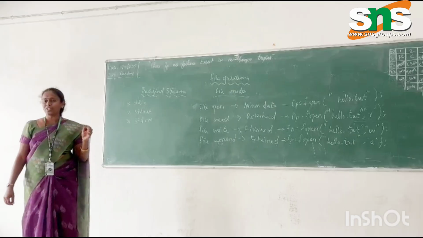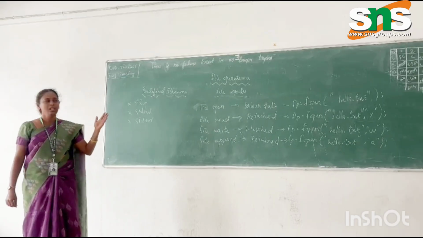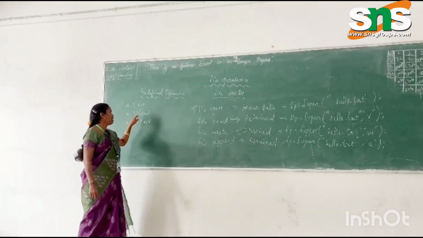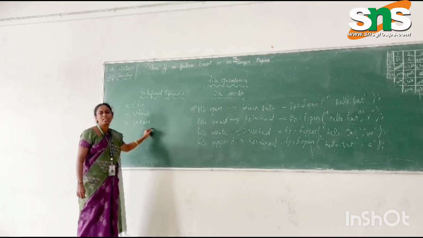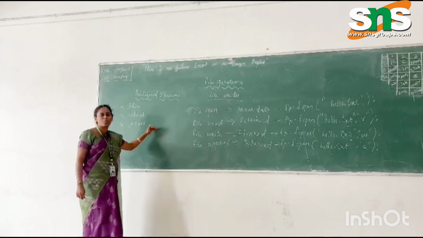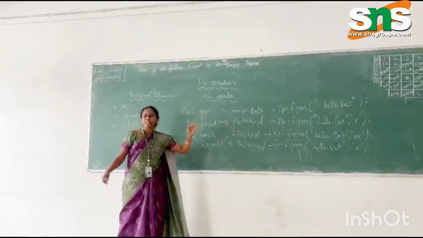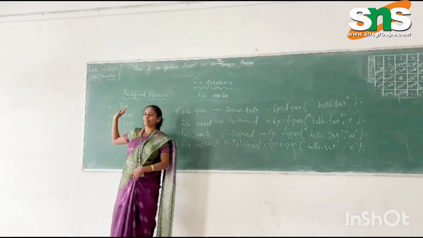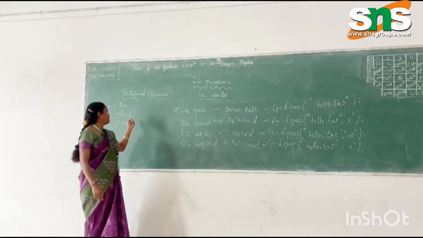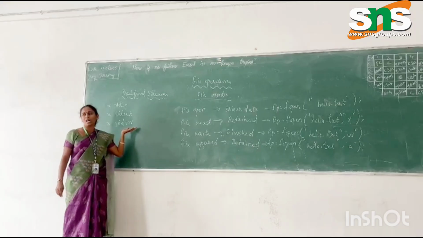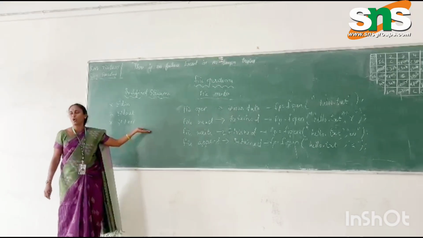Likewise, for files, we need some predefined stream classes: stdin, stdout, and stderr. These are the header files which are capable of supporting the file operation. The stdin helps with input file operations, stdout helps with output file operations, and stderr helps in file error operations.